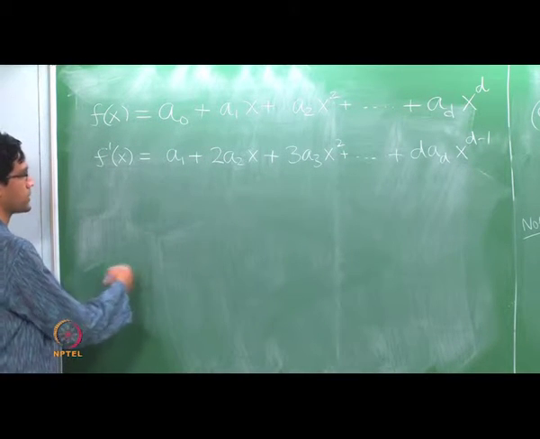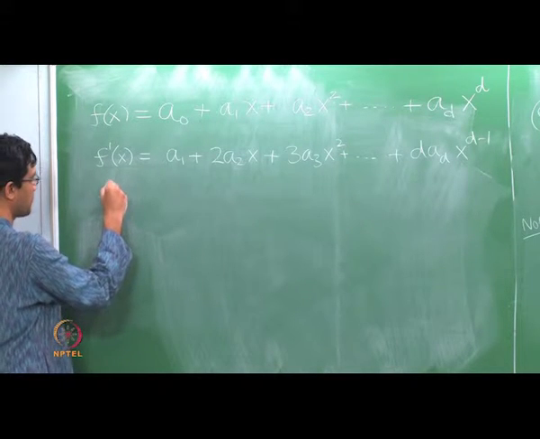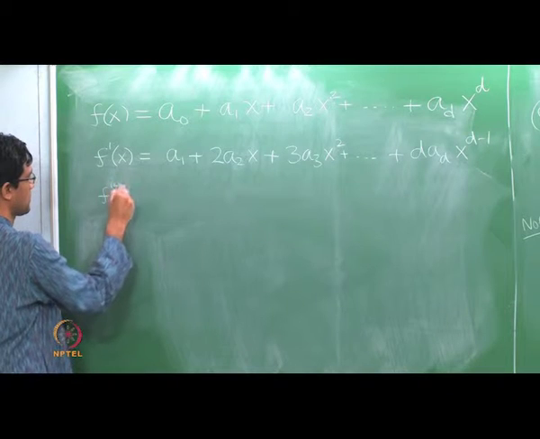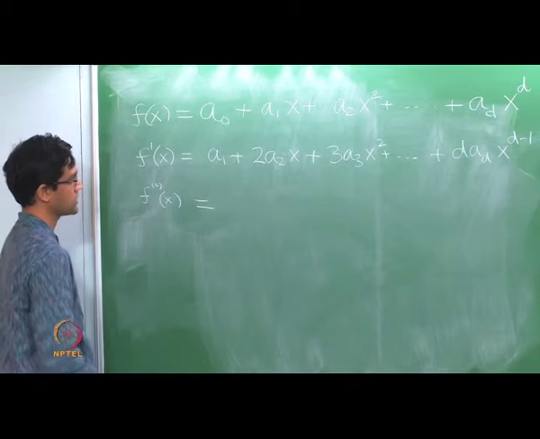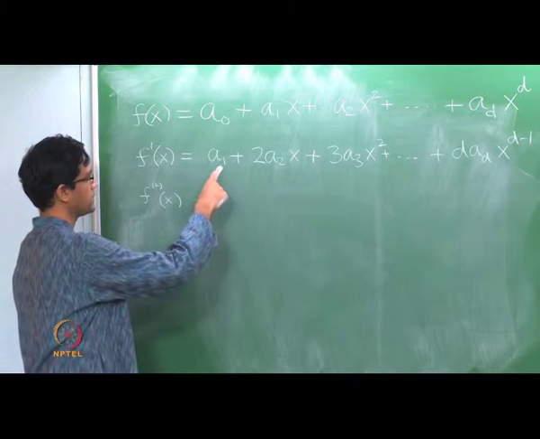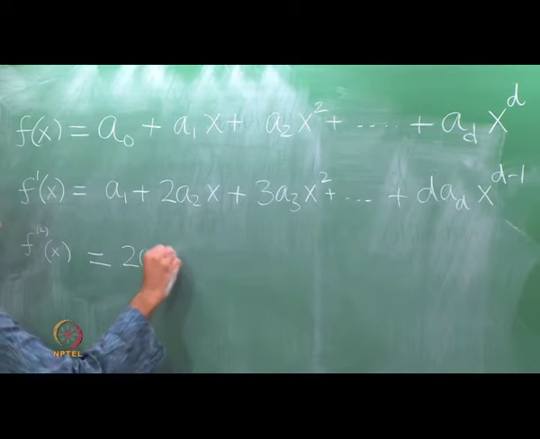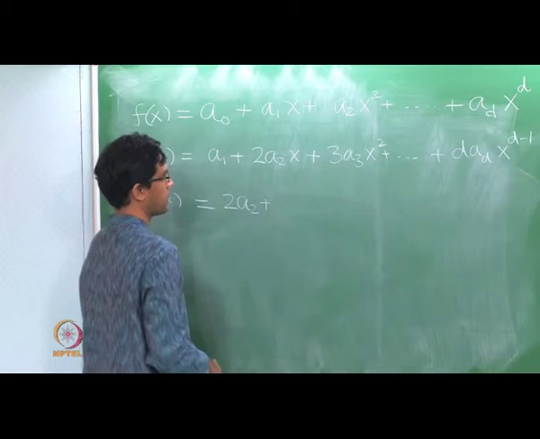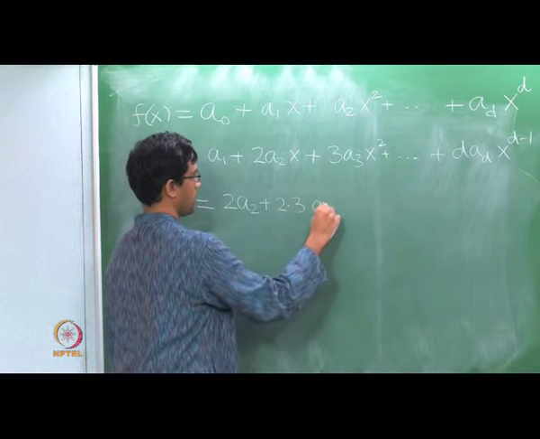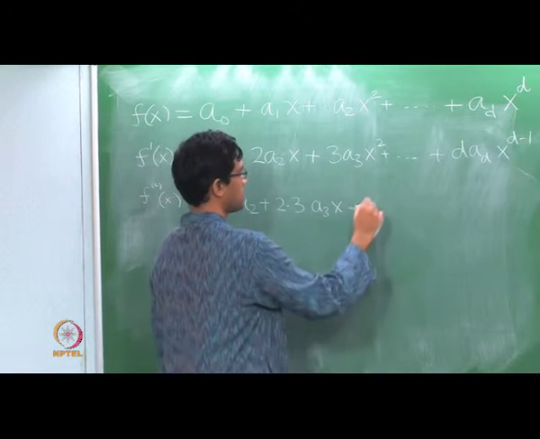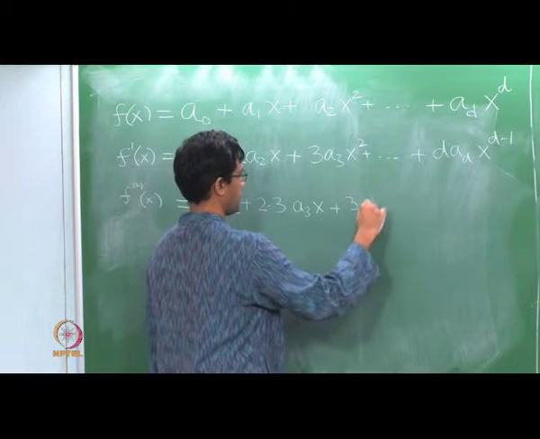Now of course you can keep doing this, you take the derivative of the derivative. This is often called the second derivative, f double prime, or sometimes just written as f(2) of x, where the 2 on top is in brackets. So again, when you take a derivative again, the a1 is a constant, so it vanishes. It starts with 2 a2 plus the derivative of x square will again give you 2x, so this is 2 into 3 a3 x plus the next thing will become 3 into 4.